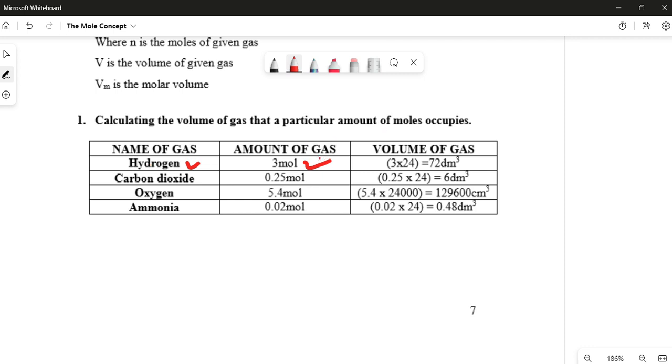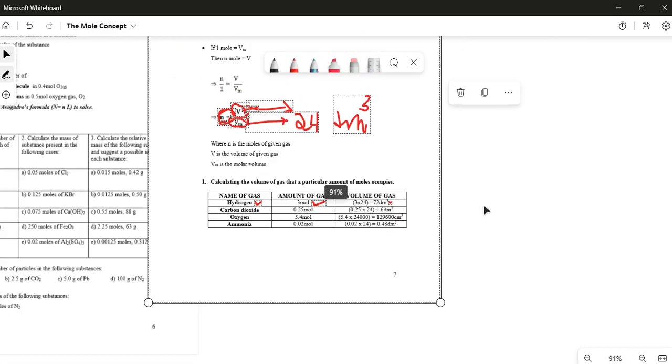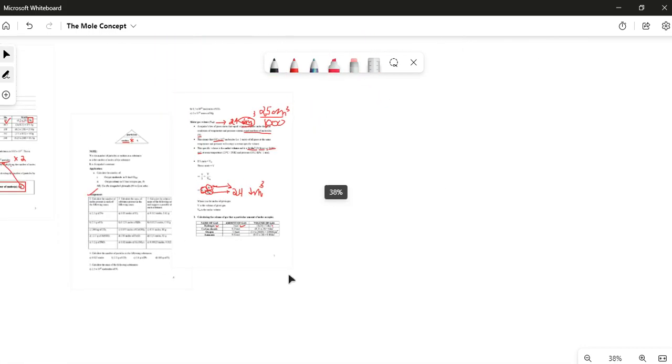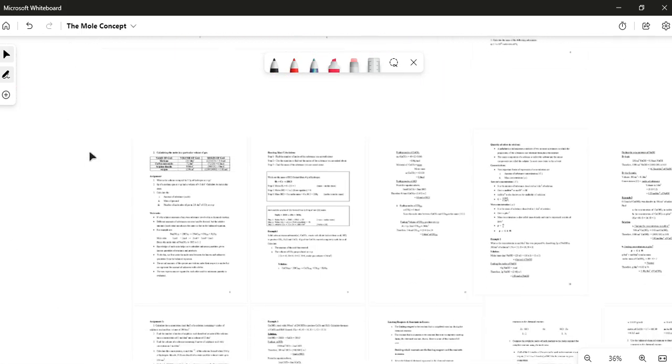So we have been given the mole, and we know that the molar volume is 24. So we multiply these and you get your answer. The same for the rest of them. I hope it's clear. Let's move on to the next page.